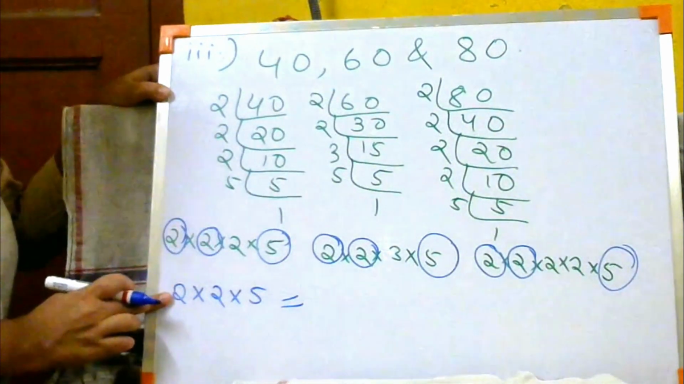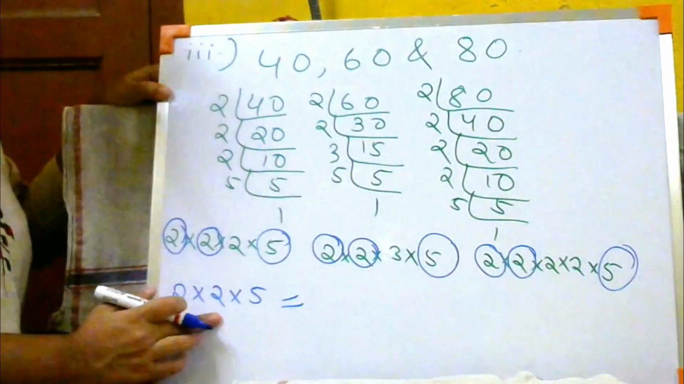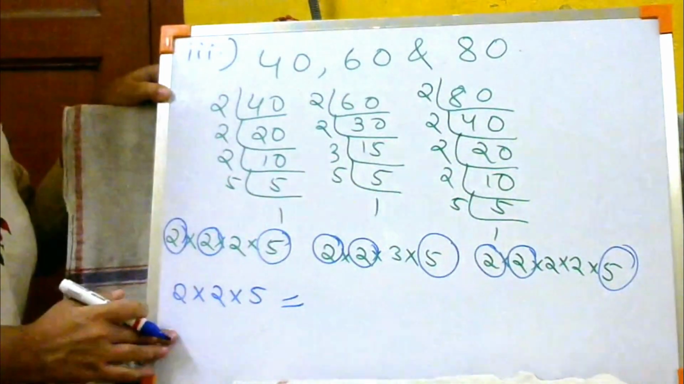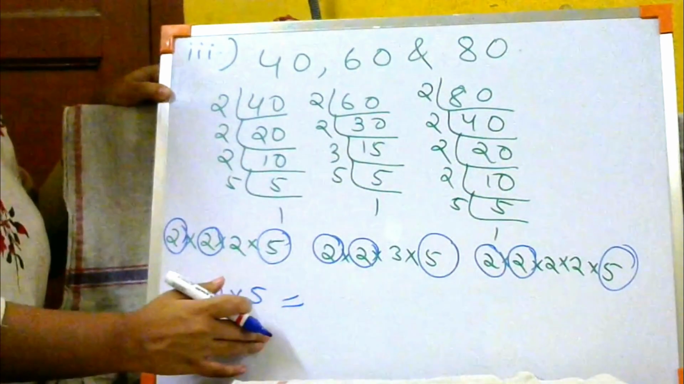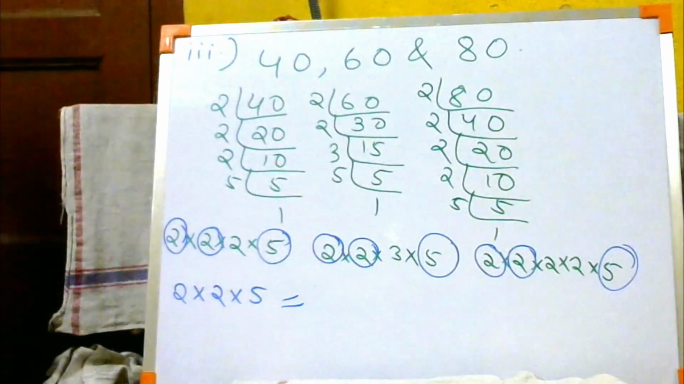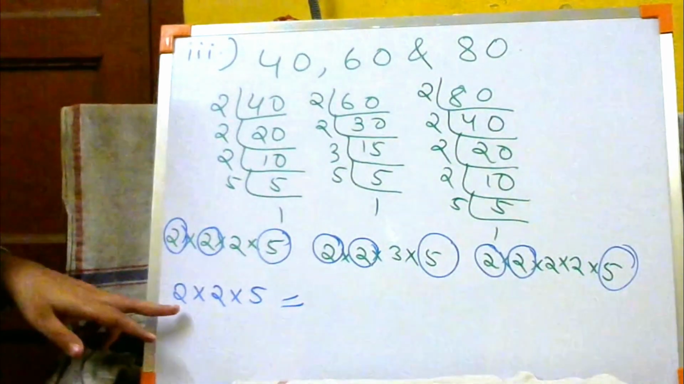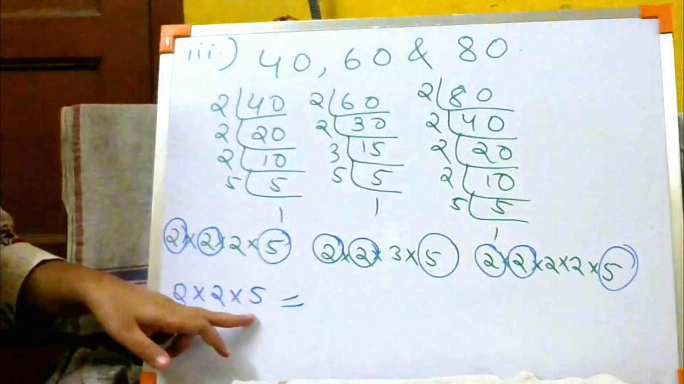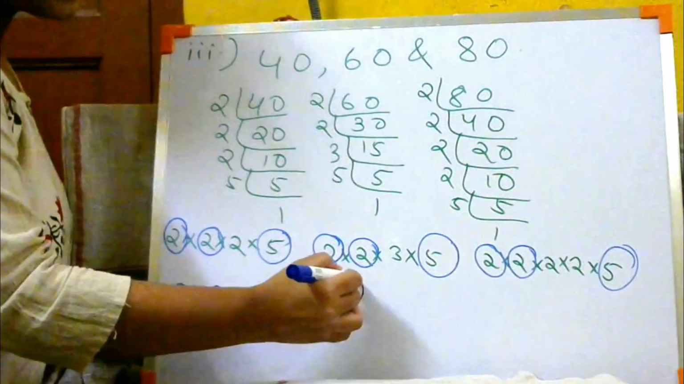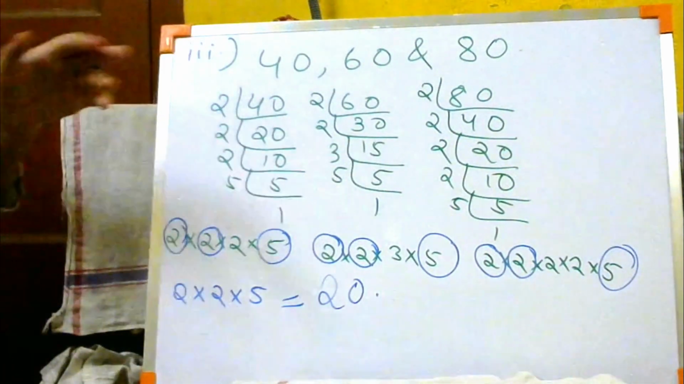2 was common, once it is common in all, so I wrote it once. The second time also 2 is common in all, so I wrote it a second time. Then 5 is common once in all, so I wrote 5 once. Okay, did you understand? Why I have written only 2 into 2, double 2s, and only one 5. Clear? If there is any doubt, you people should clear your doubts via WhatsApp. Now 2 into 2 into 5. So 2 2s are 4, 4 5s are 20. The number is coming 20. So 20 is your HCF of all these three numbers.